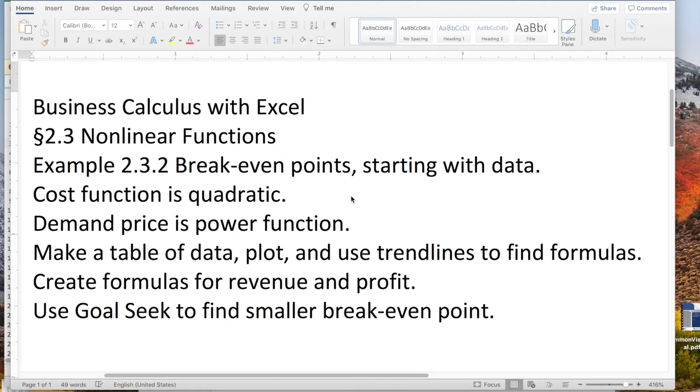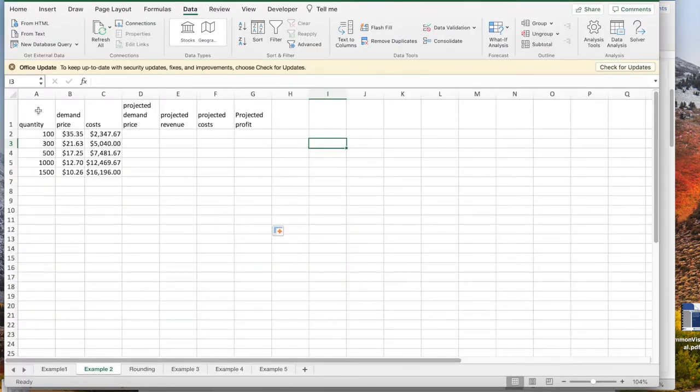Good morning. Today we're looking at example 2, finding break-even points by starting with data from section 2.3, nonlinear functions. We're going to assume for this problem that the cost function is quadratic and the demand price is a power function. I want to make a table of the data, plot it, use trend lines to find formulas for my two functions, then use those formulas to create formulas for revenue and profit, and use goal seek to find break-even points.